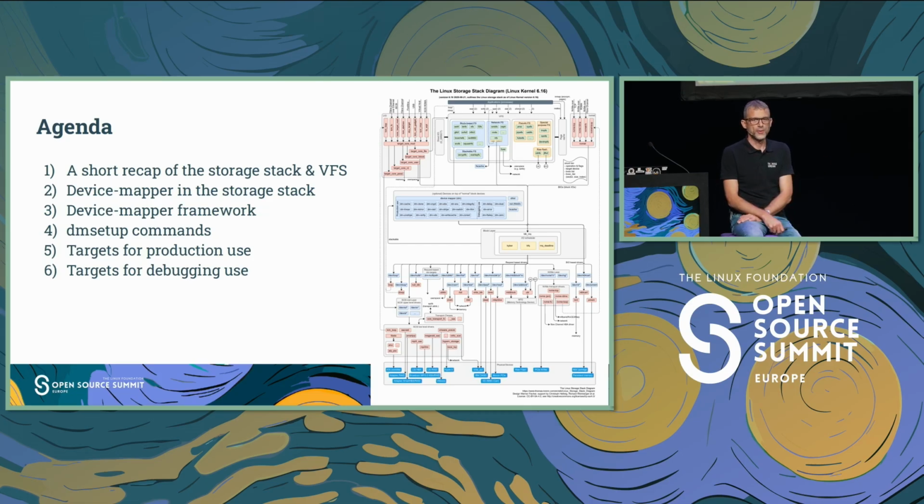Now at point 5 and 6, we focus on the targets for production use and for debugging use. So we have those two kinds of use cases for device mapper targets. And within those targets, I will give a short overview of all of them and grab into a few of them deeper, like the verity target there.